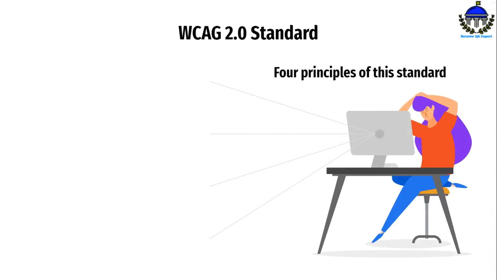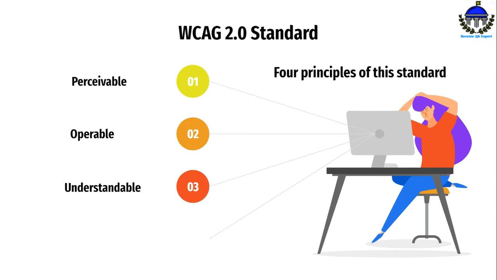Now let's see something about this Web Content Accessibility Guideline 2.0. We're going to check what the principles of this standard are: perceivable, operable, understandable, and robust. Now let's see something about each of them.